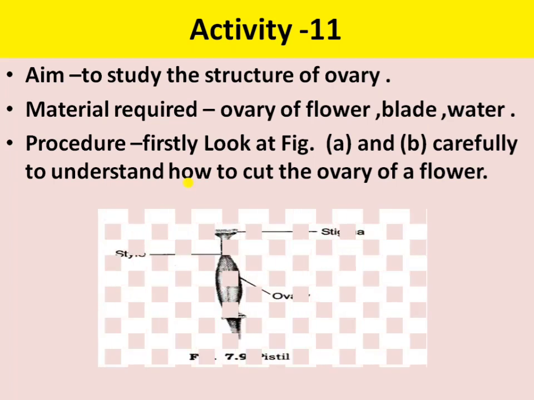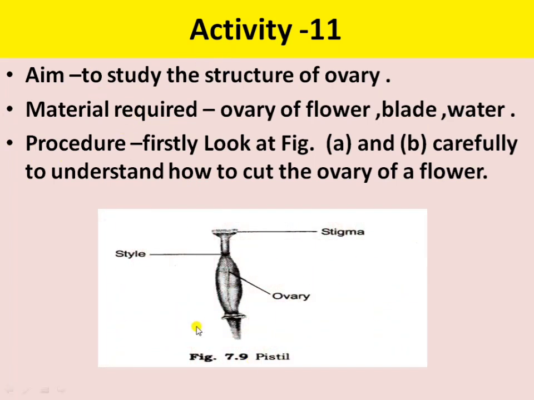Firstly, look carefully at this figure to understand how to cut the ovary of a flower. Then take two ovaries from different flowers and cut them with the help of a blade, in different ways. Firstly, cut from here in the middle of the ovary. To prevent them from drying, put a drop of water on each of the two pieces of the ovary that you have cut.